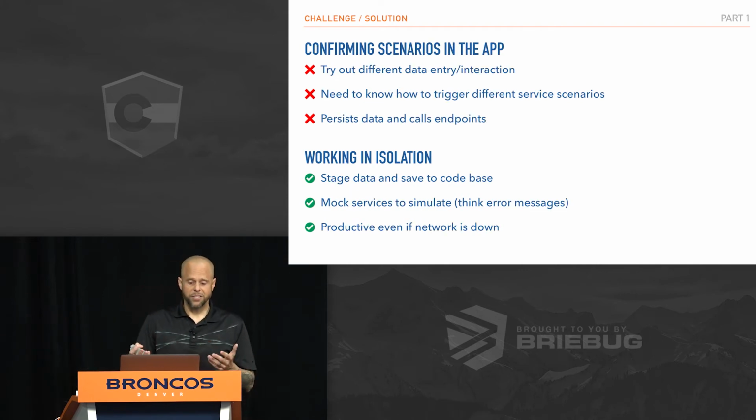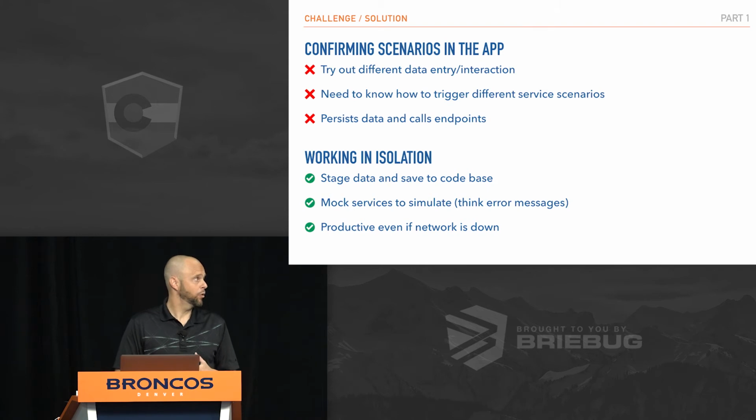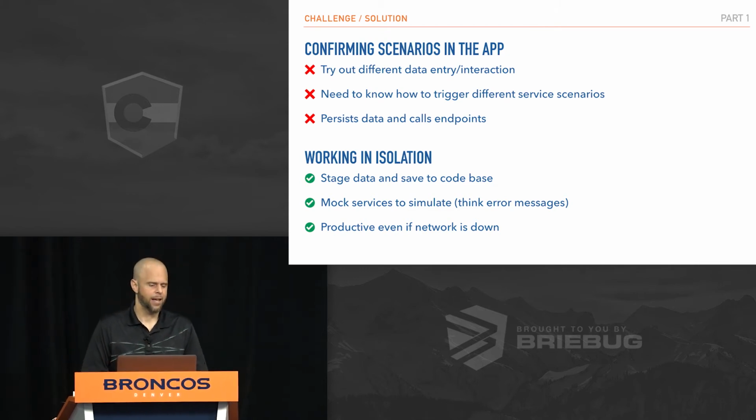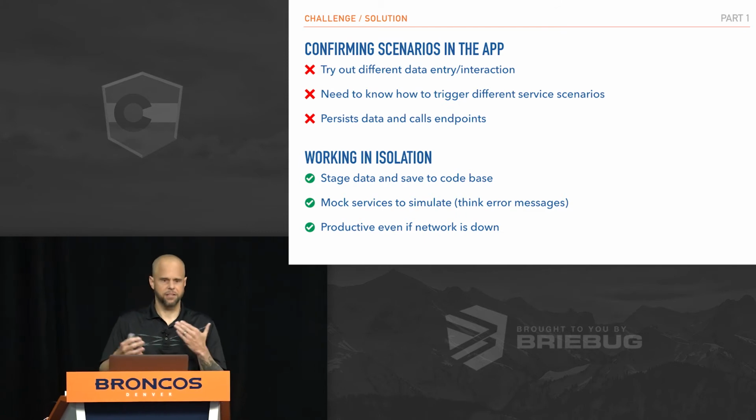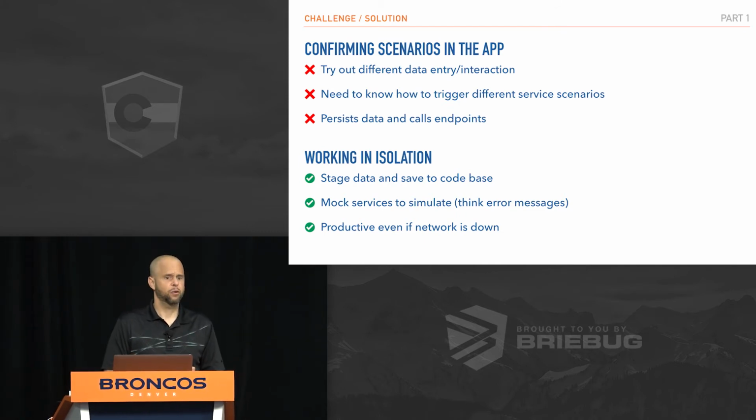All right, when we talk about confirming scenarios in the app, we're talking about when we interact with our components, when we're filling out data for it or clicking on things that changes behavior. When we're doing that within the scope of the application, we have to manually try out different data entry or interactions. Say we want to confirm that an accordion opens or confirm that when we enter in data, client-side validation works. We've got to do all that in the experience of our app, right?